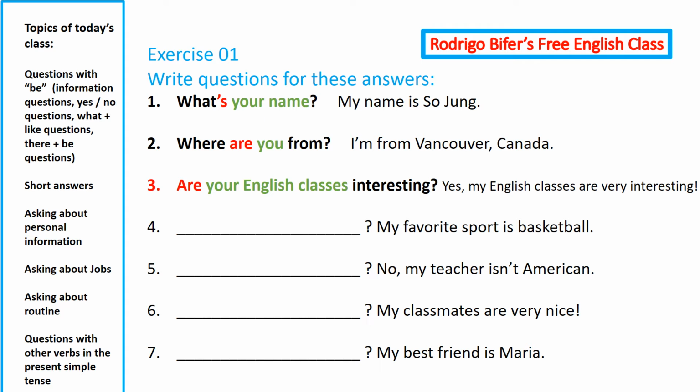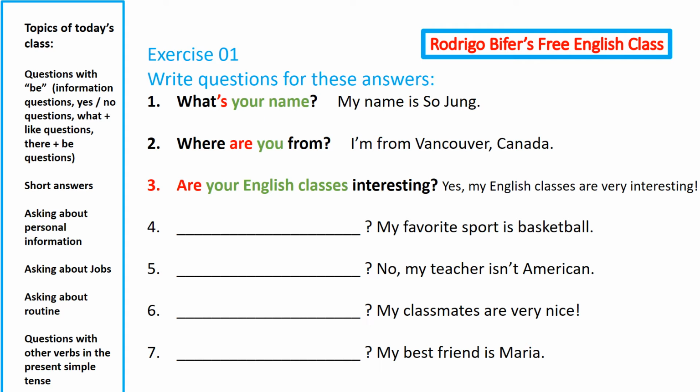So, are your English classes interesting? And we use are because your English classes is plural. Okay, so are your English classes interesting? The intonation goes up at the end because it's a yes/no question. You expect an answer. Okay, no, they aren't, or yes, they are. In this case, yes, they are. Yes, my English classes are very interesting. Okay, I hope you got that right.